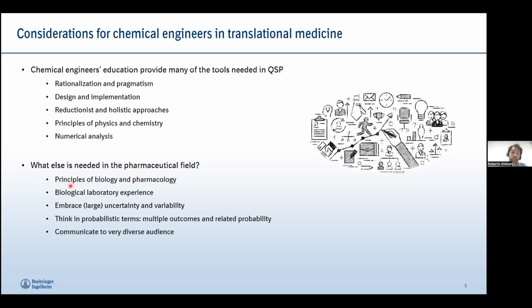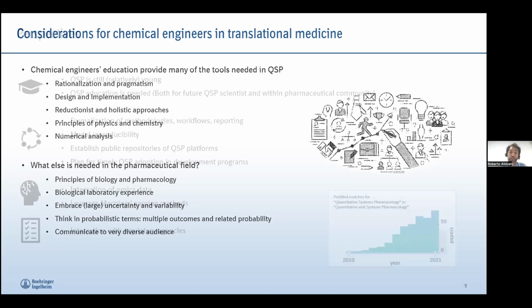It's also important to have the understanding of what's happening in the laboratory, where the data are generated, which are the limitations there, because that's important for us to understand the data that we want to incorporate into the model. We need to understand there is a level of uncertainty and variability that we typically don't see when we model chemical plants. And we also need to think a bit in probabilistic terms. There are so many different outcomes. There is so much variability across patients. And we also need to be able to communicate with a quite diverse audience.